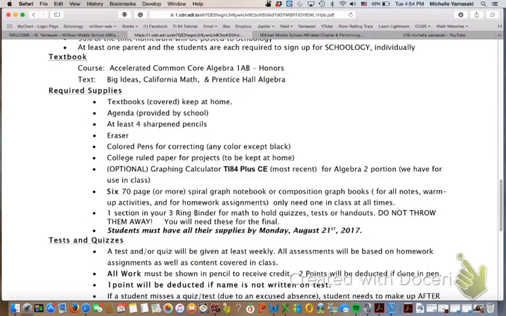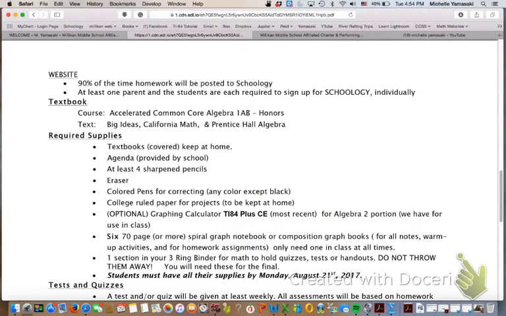Supplies are pretty easy. Really, I want you to leave your textbooks at home. Don't bring them here. We have books. I don't want you to kill your back. You should have your agenda. Really, with Schoology, everything should be up there.